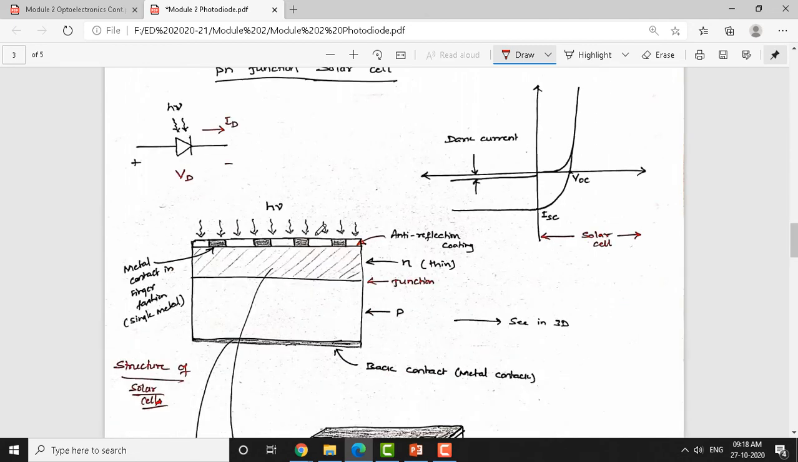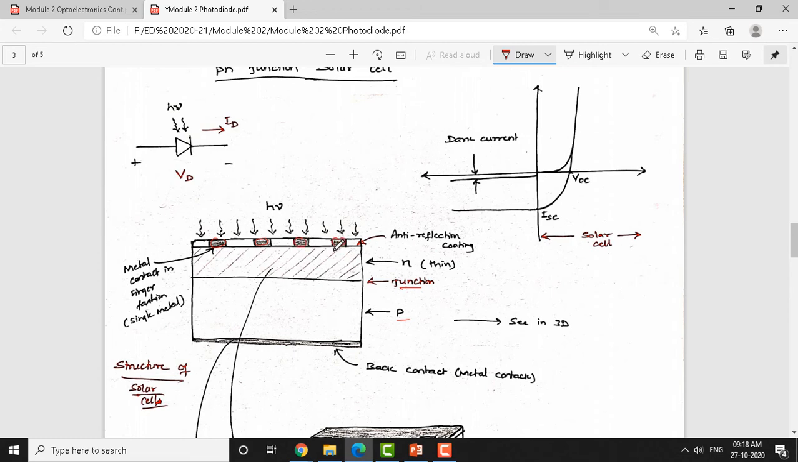And the structure of a solar cell, if you look here, resembles this. As you are seeing here, there is a thin N layer, and there is a thick P region, and there is a junction between the N and P. This is the structure of a solar cell, and there are metal contacts in the form of fingers. You can observe them here. These are the metal contacts.